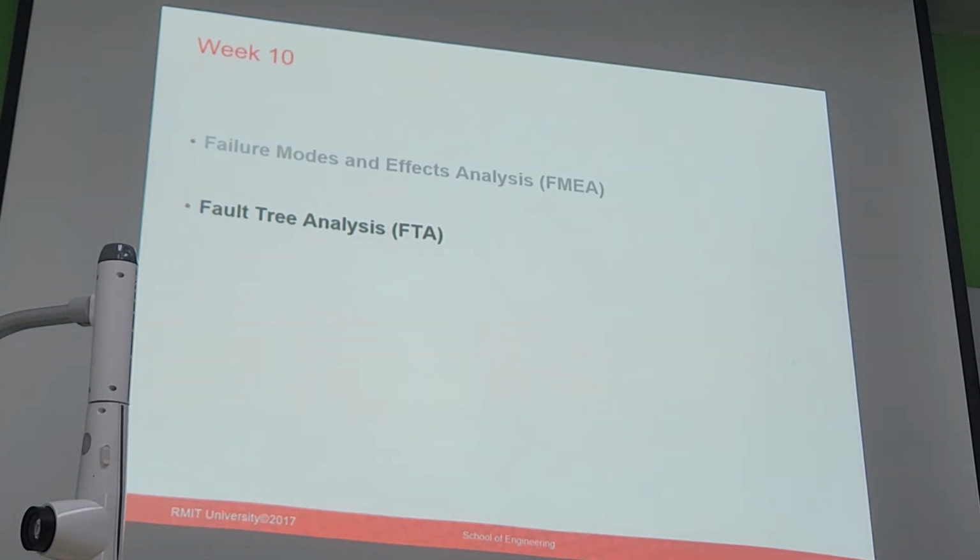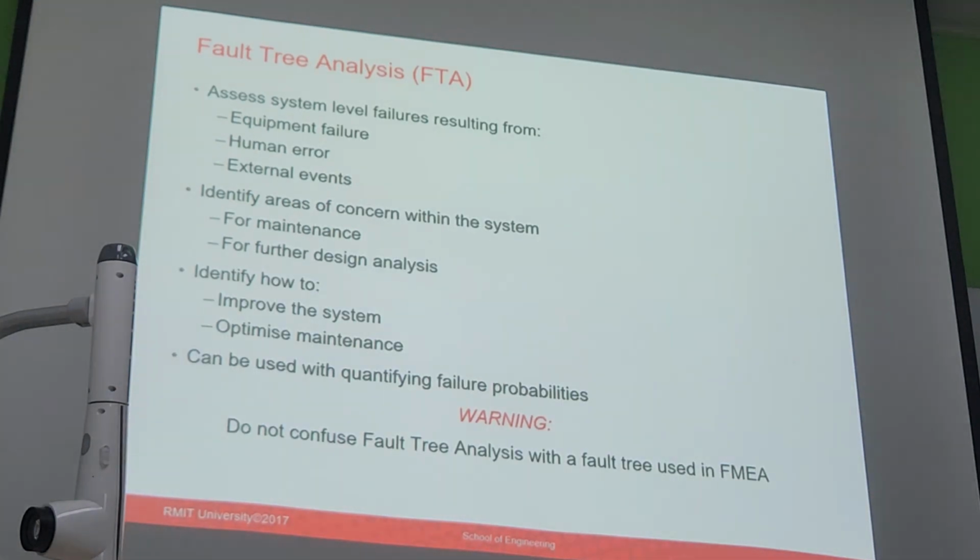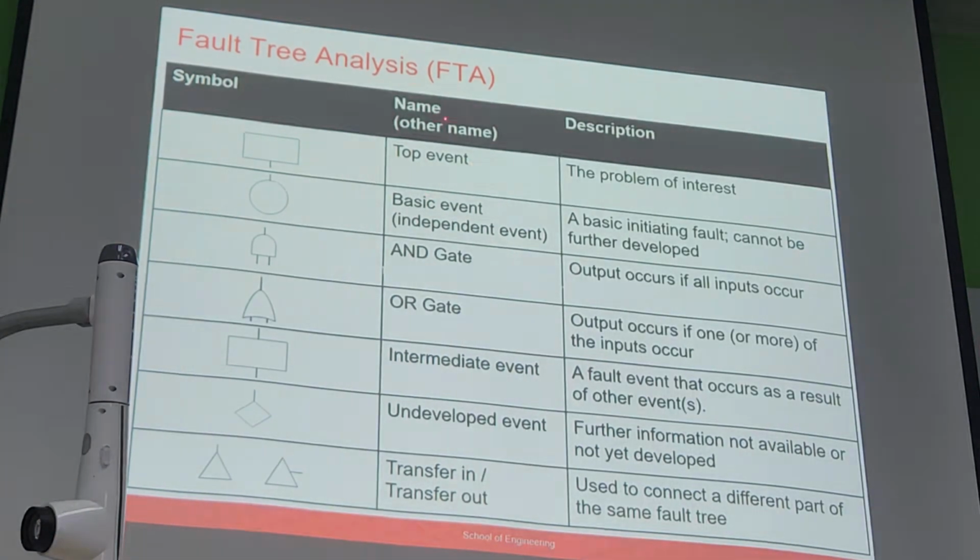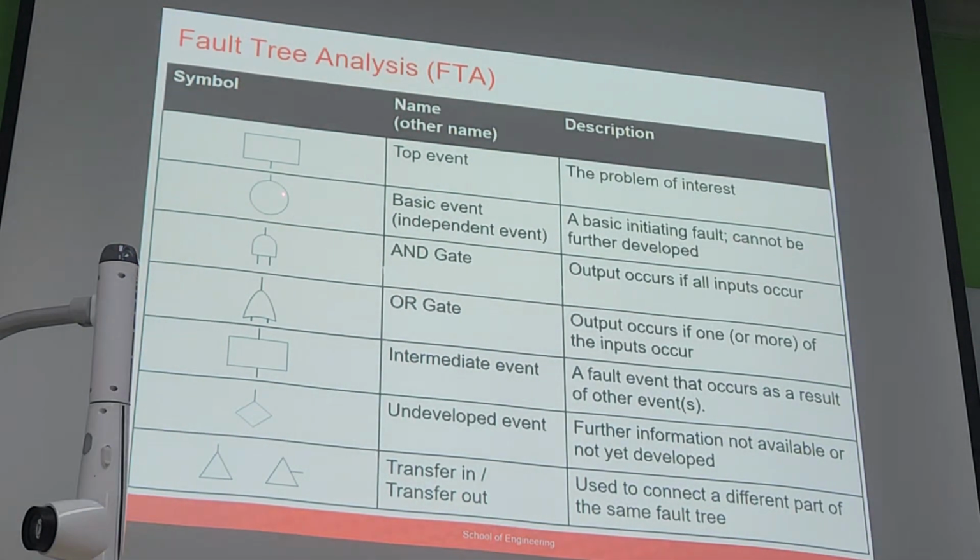Another method is fault tree analysis. I like to tell you about this because some of the companies use it, but most of them use FMEA, but FTA is also there. We use FTA with different symbols, and based on the different symbols you can see the event. We use the box.